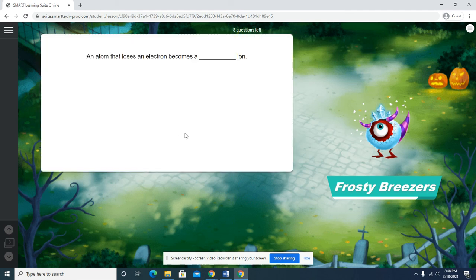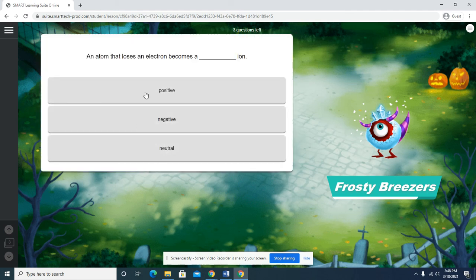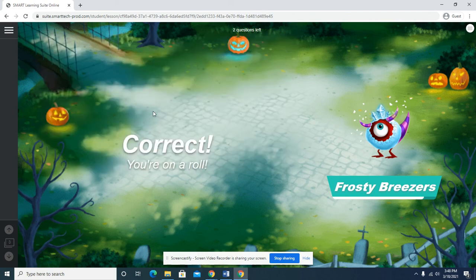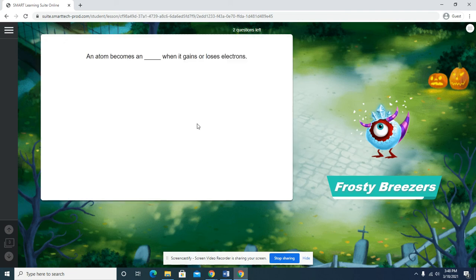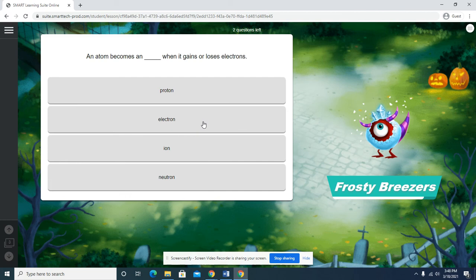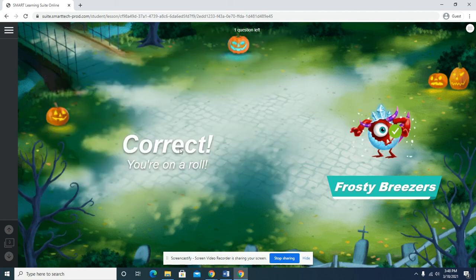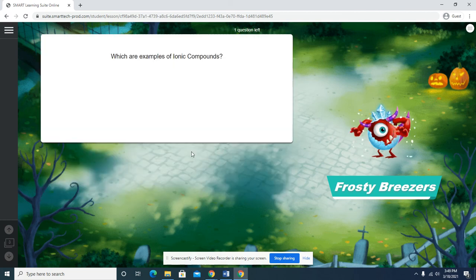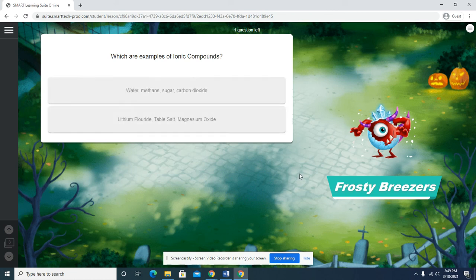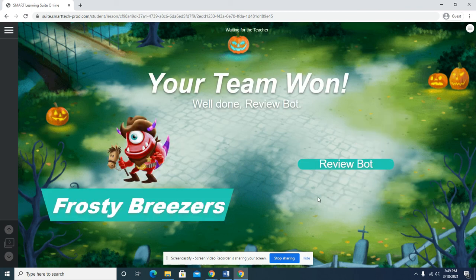An atom that loses an electron becomes a positive ion because it lost a negative charge. An atom becomes an ion when it gains or loses electrons. Examples of ionic compounds: lithium fluoride, table salt, magnesium oxide. All right. Watch that again if you need to before you take the quiz.